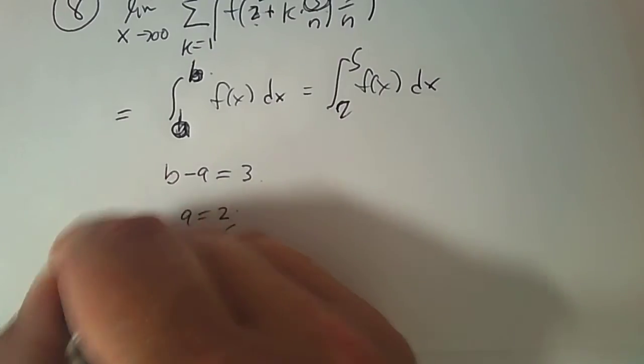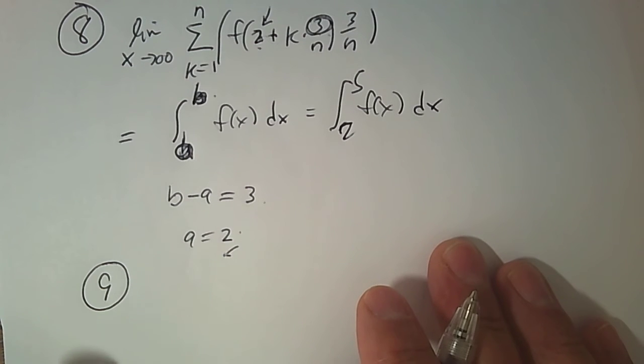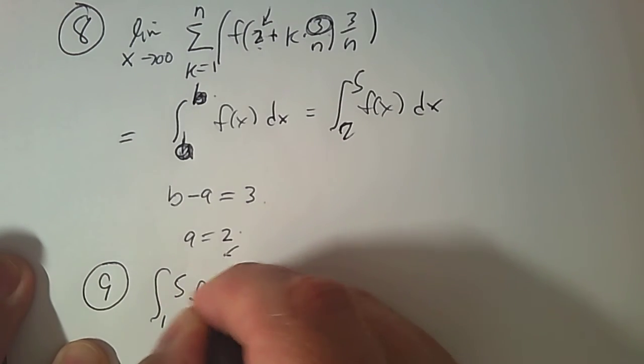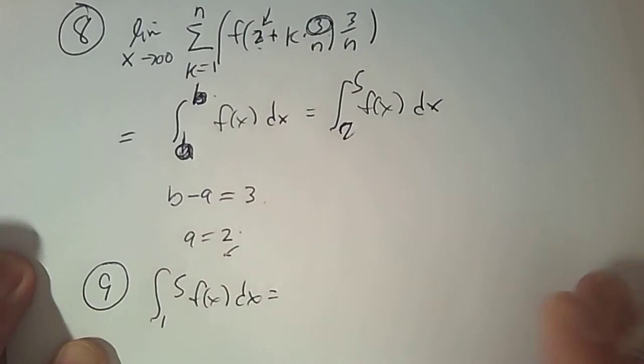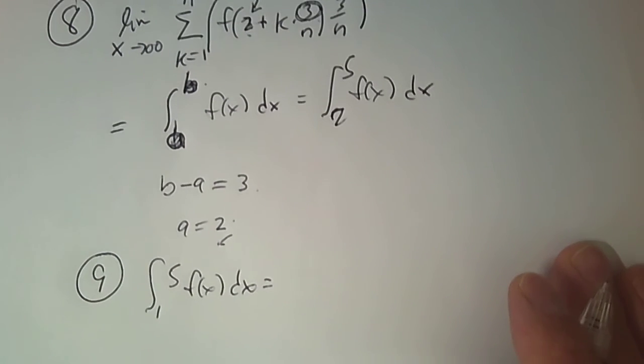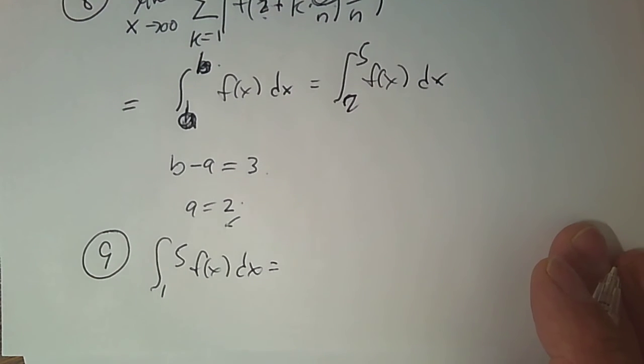Number 9. And if they do a Riemann sum, I don't think they will. I mean, if they do an infinite sum to represent a Riemann sum, ugh. So number 9, you have the integration from 1 to 5, f of x dx. And they said, write that as a Riemann sum. What would that look like? As a right Riemann sum, but don't evaluate. So this one is write it as an infinite sum.